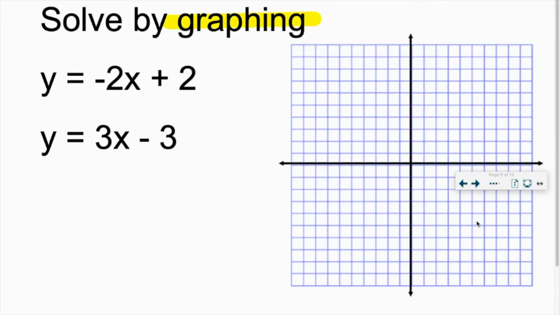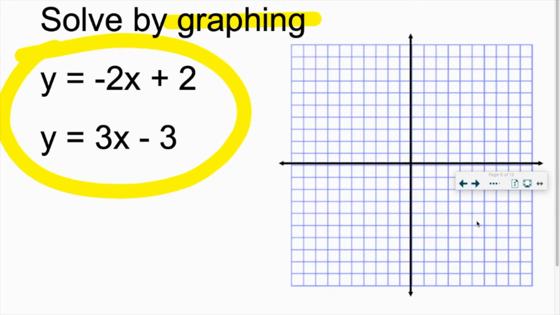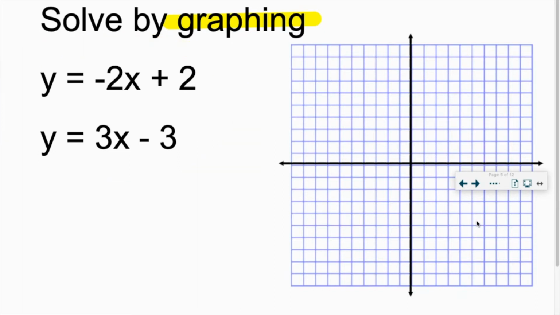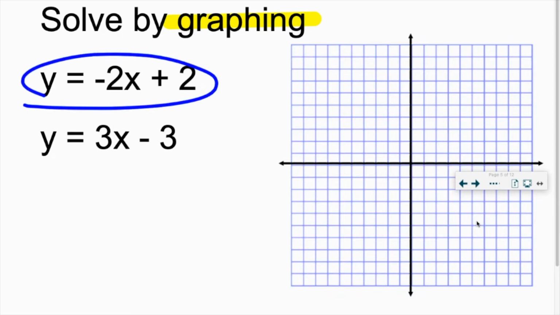Solve by graphing. Now here is our system of equations. Sometimes you might see them put a little bracket on the outside just to tell you that it's a set or a system. But today we're going to talk about graphing them. So we're going to pick one of them, and we're going to graph it. Notice this one is already nicely set up in our form y equals mx plus b, starting up here with this first point. So we're going to graph that.